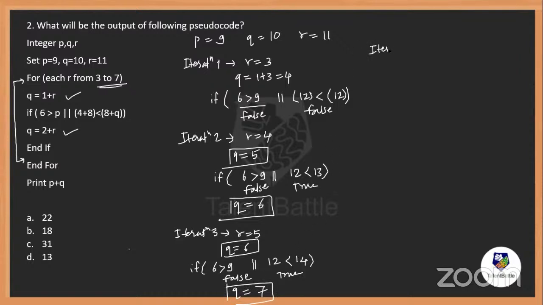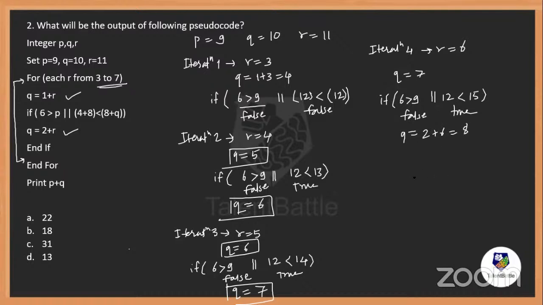Then iteration 4, where my R value is 6. Calculate the Q again. 1 plus 6, that is 7. And if condition will be 6 greater than 9. This is false. Or 12 less than 8 plus Q. So 8 plus 7 will be 15. This is true. So calculate Q is equal to 2 plus R. R value is 6. So that will be 8. Next iteration, when the value of R is 7, which will be our last iteration.